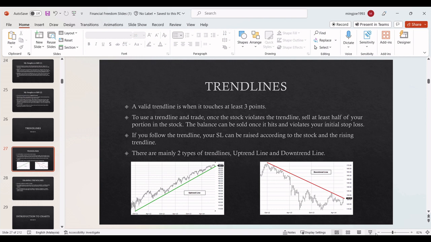If you follow the trend line, your stop loss can be raised according to the stock and the rising trend line. Same goes if you are shorting the stock and you are focusing on a downtrend line. So mainly there are two types of trend lines: one is an uptrend and one is a downtrend.